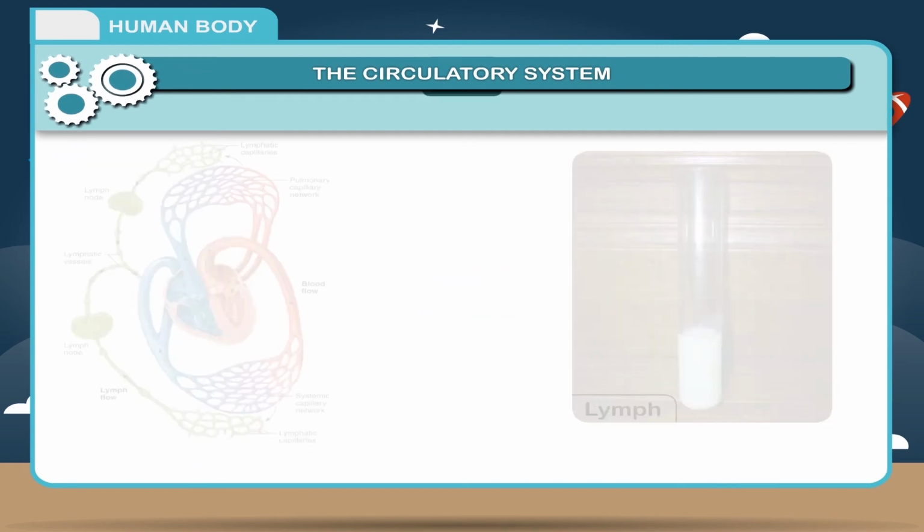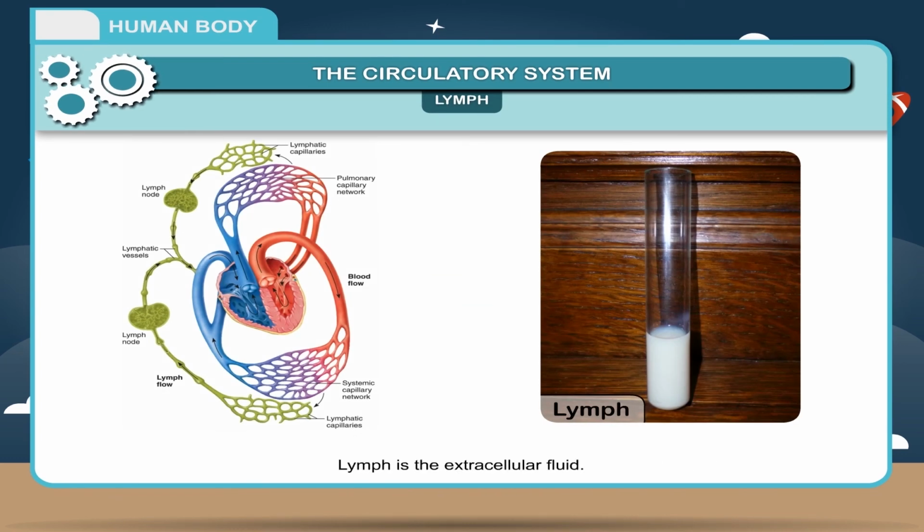Lymph. Lymph is an extracellular fluid. It is the plasma along with protein and WBCs. It flows from the tissues to the heart. It is whitish in color. It also helps to increase immunity against disease. It transports fatty acids and glycerol.